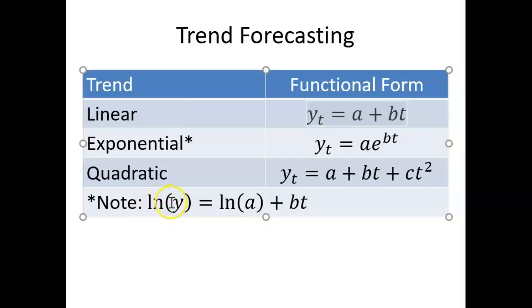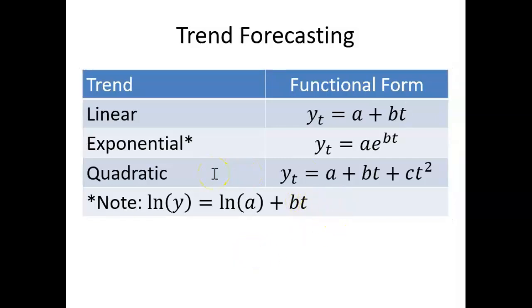And the natural log of the time series variable can be interpreted as the percentage change in the dependent variable. So the B coefficient in the linear model represents the constant change in the time series variable for each change in the increment of time. And in the exponential model, B measures the percentage change in each increment of time.